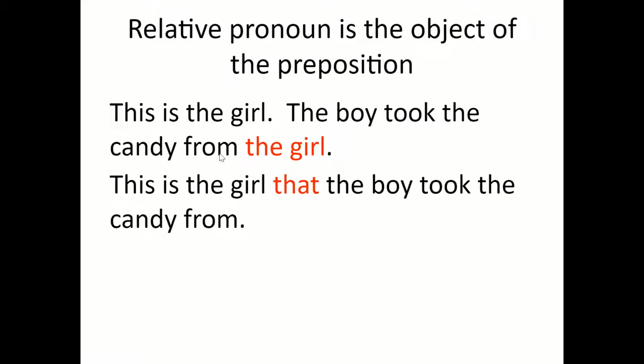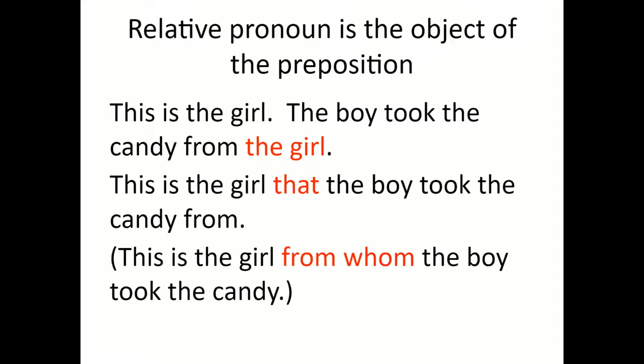So this is the girl that the boy took the candy from, except there is an old rule in English grammar that you're not supposed to end a sentence with a preposition. It's an older rule. It's not usually followed nowadays, or most people aren't too strict about that. But if you want to keep that rule, then you'd have to move from over here. And this is the girl from whom the boy took the candy. And because it's more formal, we need to change it to from whom.